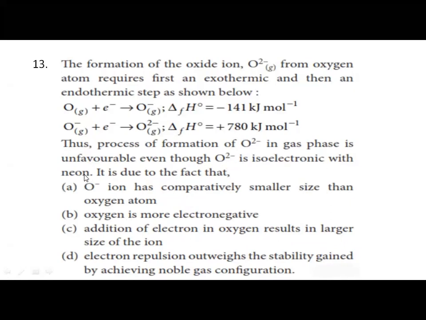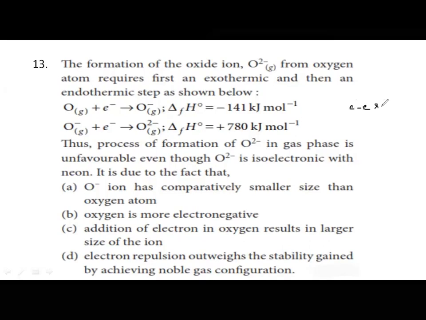Okay, what is the reason? See, how is O2 minus formed? When two electrons are gained by oxygen. So what happens there? There is electron-electron repulsion. Of course, there is electron-electron repulsion. Because of this, O2 minus will have larger size. That also should be considered.